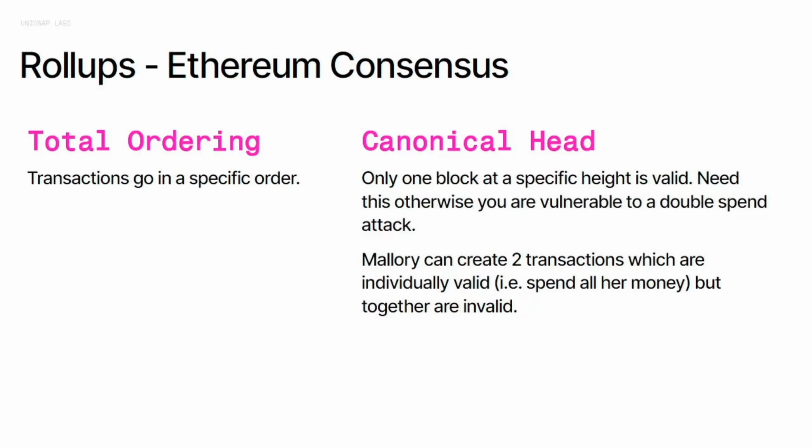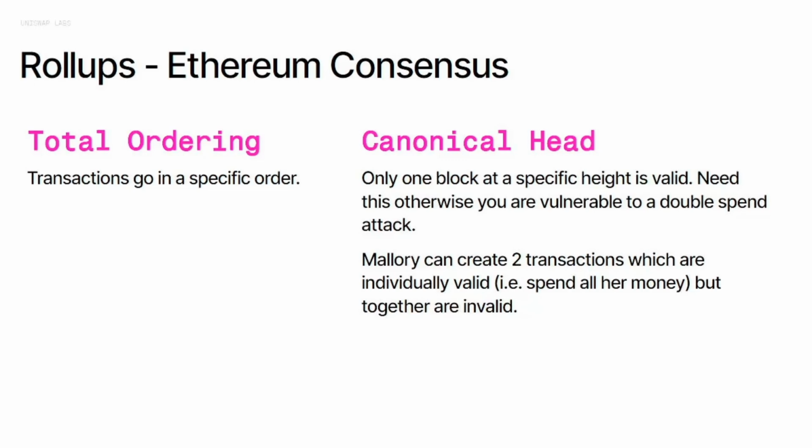And the motivating factor behind this are double spend attacks. So Mallory can create 2 transactions. Each is individually valid. The first transaction is sending all of her money to Alice, and then the second is sending all of her money to Bob. And you can have 2 blocks with each of those transactions, but you have to agree which is the canonical block, which is the block that happened. Because if you have both of these blocks, and some people think Bob has the money, but other people think Alice has the money, you kind of break the system.